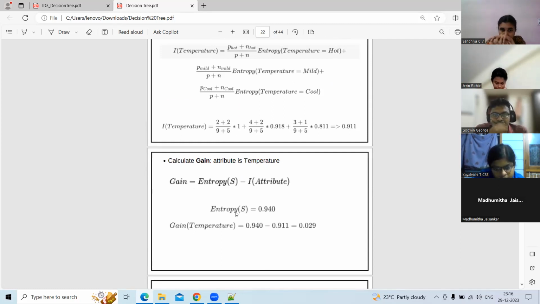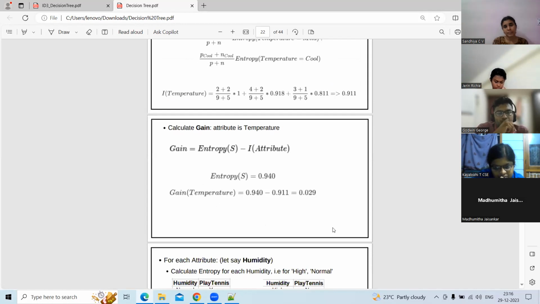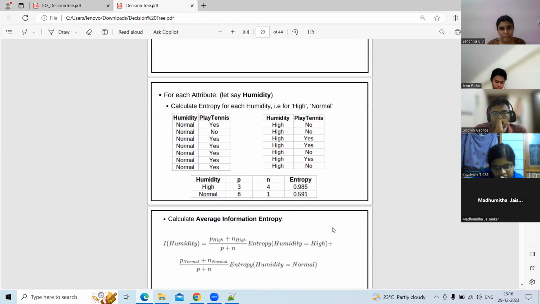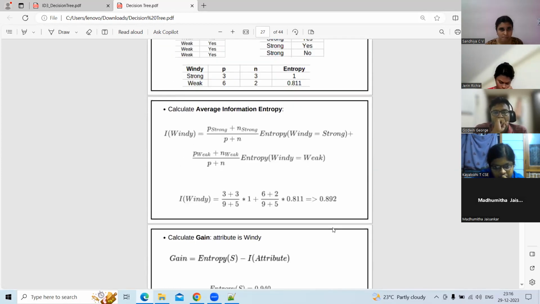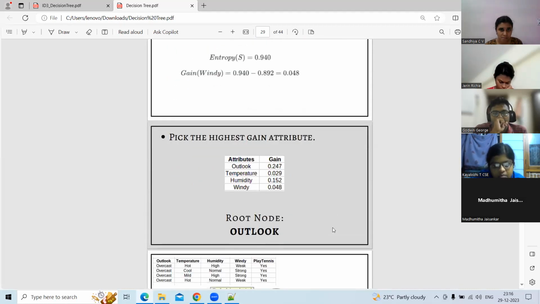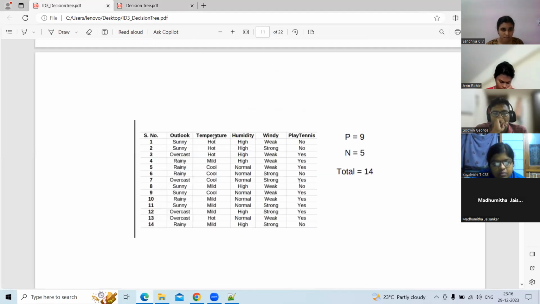Okay. And we will calculate gain now. Gain is the entropy before split, which is this 0.940, which we calculated on the total data. You remember the first one on the whole data, for play tennis, minus this one, which gives 0.029. Now the third one is humidity. Similar calculations actually. And we have calculated on the other attribute, which is windy.